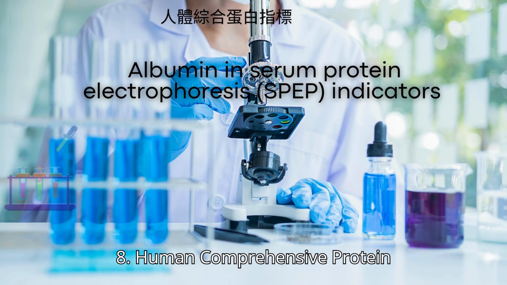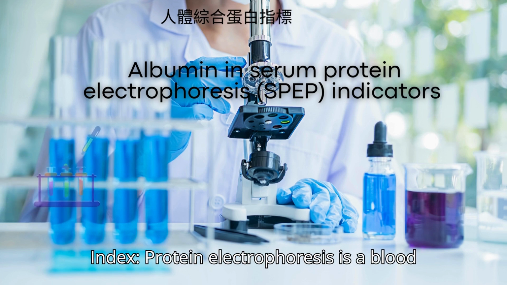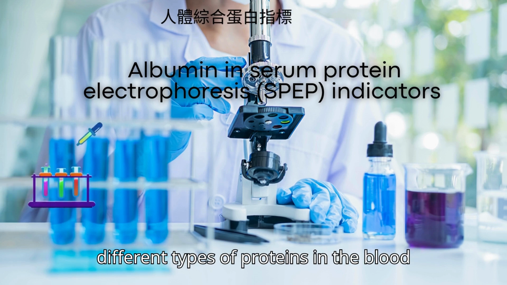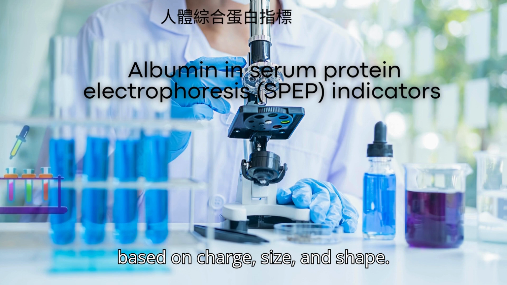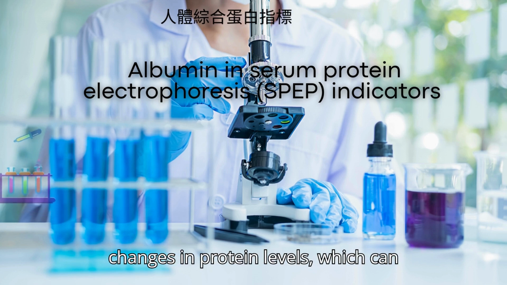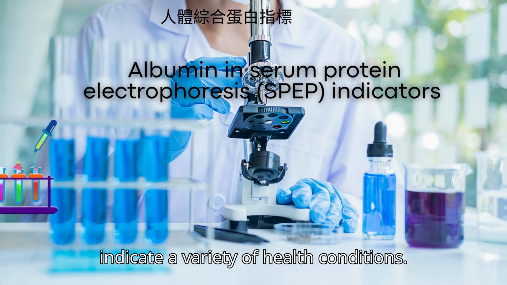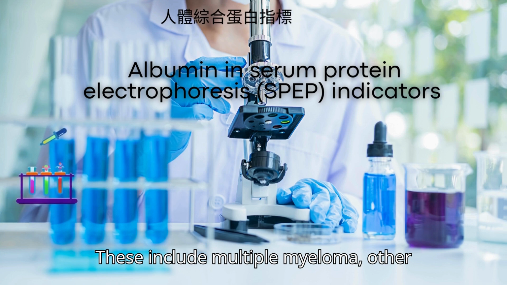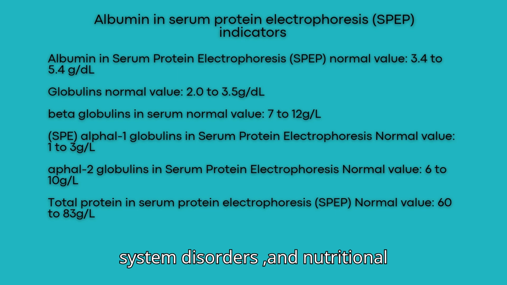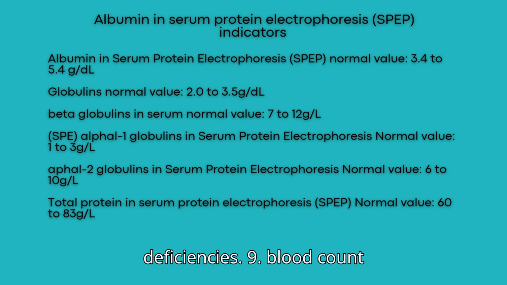8. Human Comprehensive Protein Index. Protein electrophoresis is a blood test that separates and measures different types of proteins in the blood based on charge, size, and shape. It helps identify abnormal proteins or changes in protein levels, which can indicate a variety of health conditions. These include multiple myeloma, other cancers, kidney or liver problems, immune system disorders, and nutritional deficiencies.